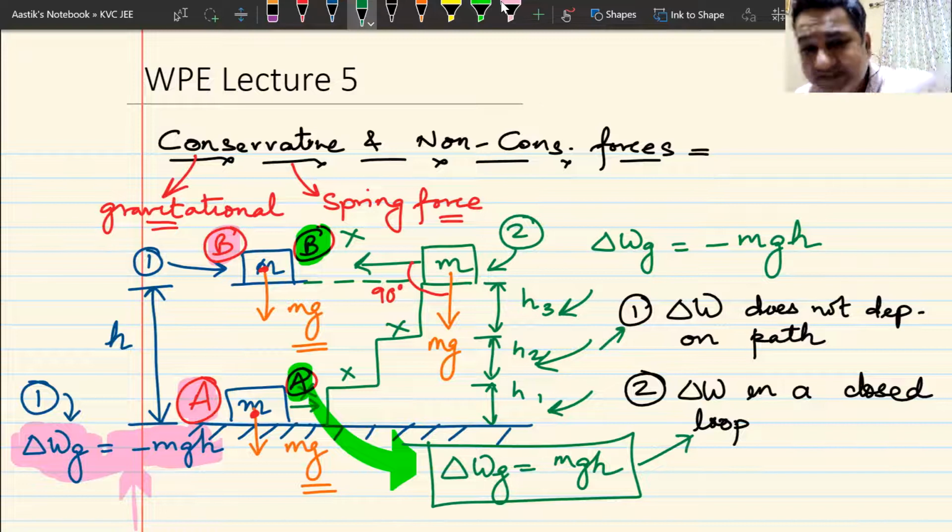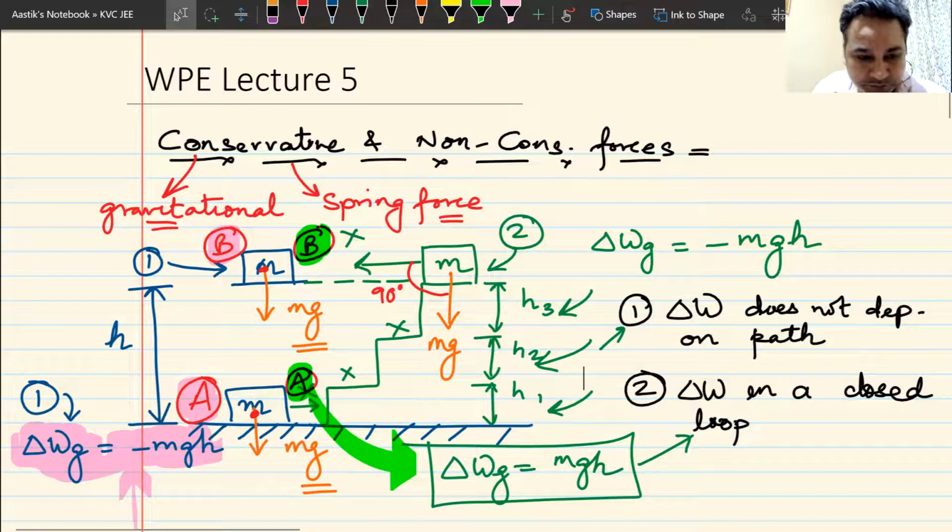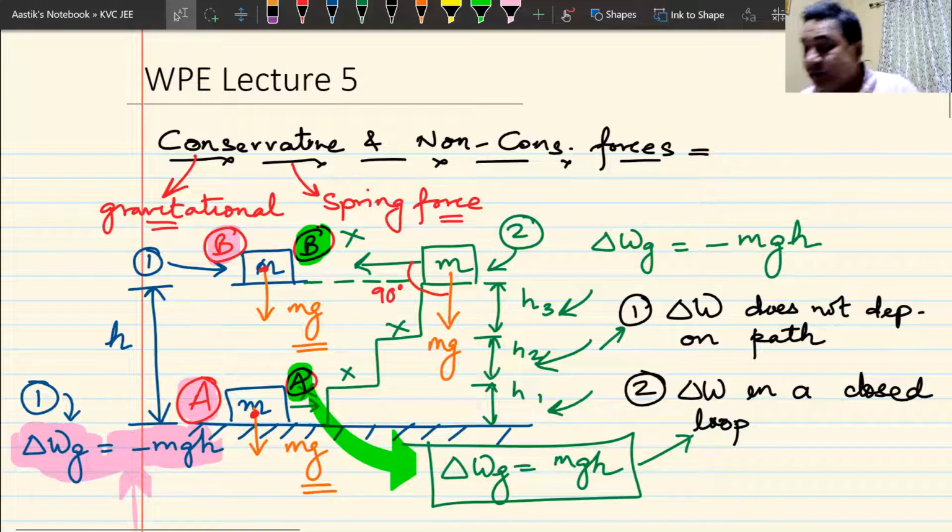So these are the two things that you must remember about a conservative force. What is a conservative force? A conservative force is a force where, number one, work done does not depend on path. Number two, work done by a conservative force in a closed loop is 0. Please note it down. These are the two things that you should never ever forget in your life.